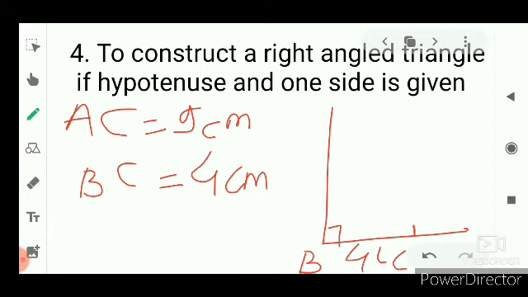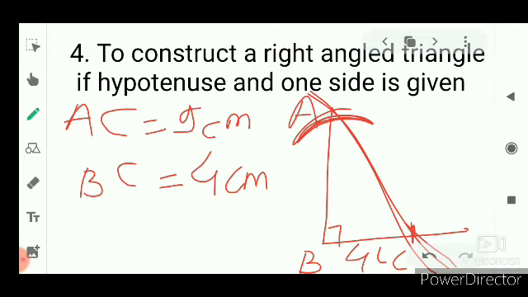So we will take a distance of 9 cm in the compass and make one arc from the point C on this arm. Okay, and then we will join these 2 points. Okay, so this is the required triangle ABC.